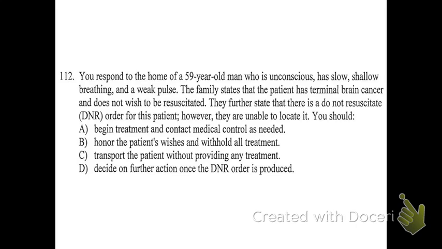Number 112. You respond to the home of a 59-year-old man who is unconscious, has slow, shallow breathing, and a weak pulse. The family states that the patient has terminal brain cancer and does not wish to be resuscitated. They further state that there is a do not resuscitate, a DNR, order for this patient. However, they are unable to locate it. What should you do?